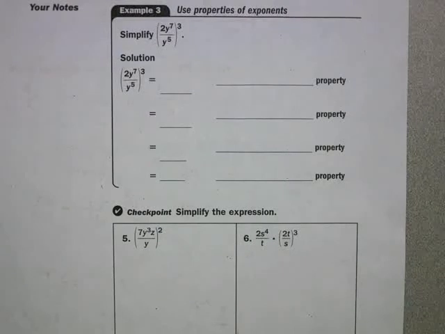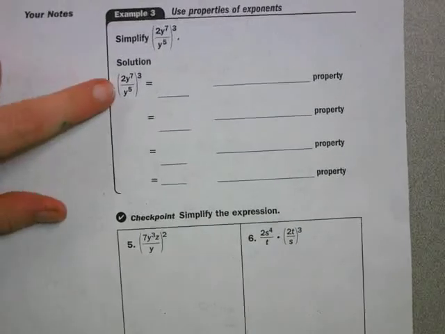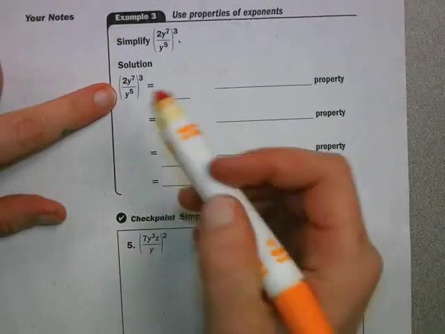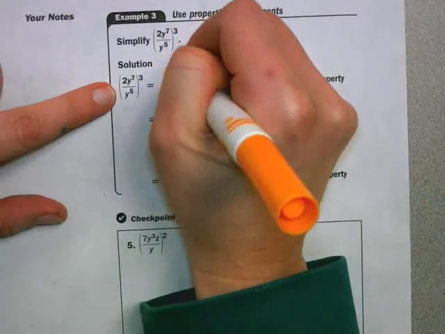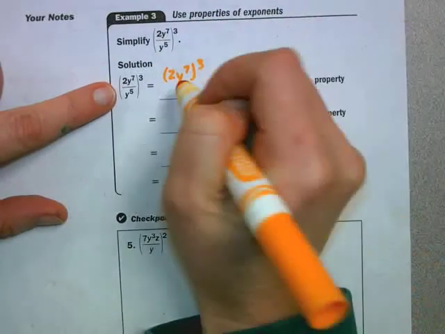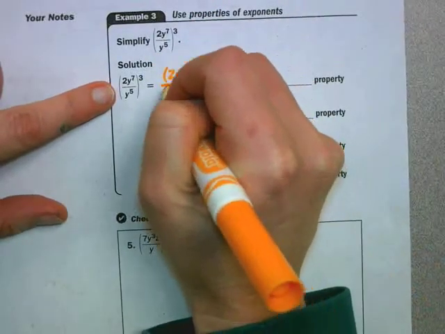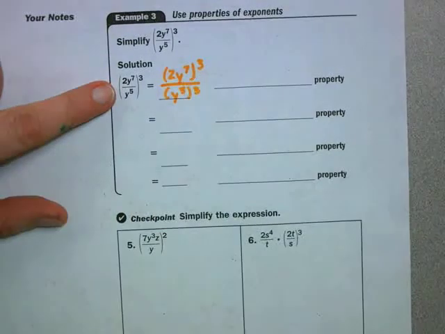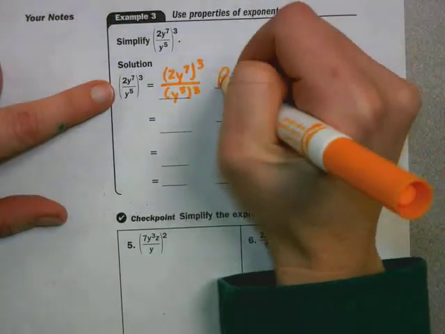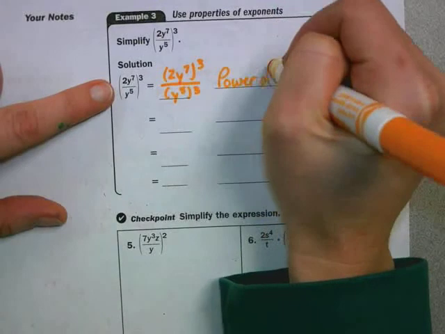So the very first thing that we're going to do here is, since this whole thing is being raised to the third power, I'm going to split it up into a numerator and a denominator problem. Okay, and that was power of a quotient property.